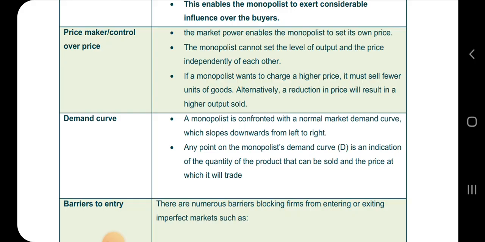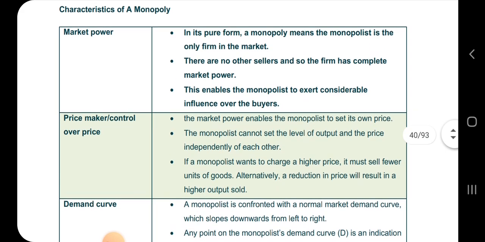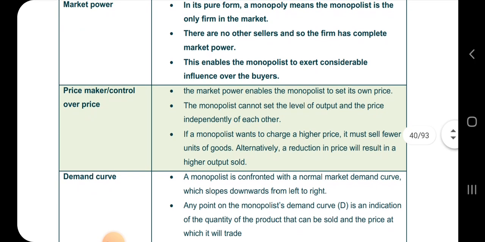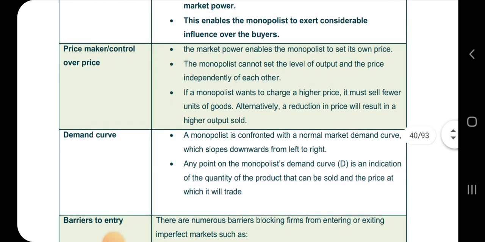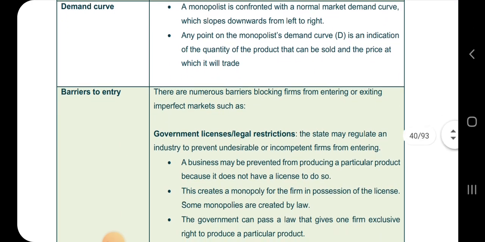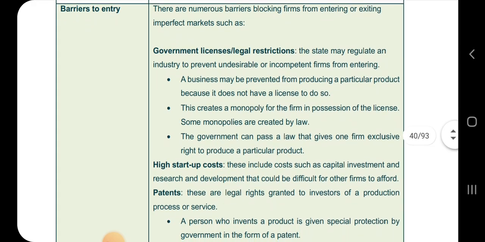Any point on the monopolistic demand curve is an indication of the quantity of the product that can be sold and the price at which it will trade. So we have market power. In a pure monopoly, the monopolist is the only firm in the market. It has power. Price maker: the market power enables the monopoly to set its own price. So the monopoly can dictate its prices, and there are barriers to entry.